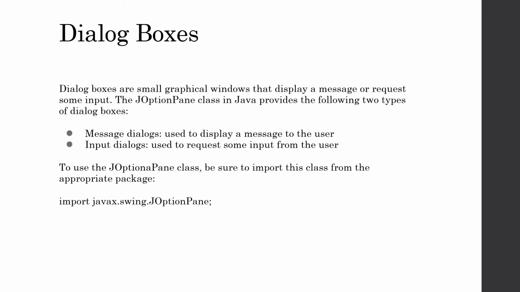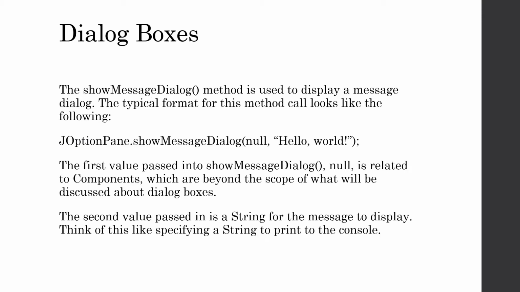We're going to have message dialogs used to display a message to the user, and then input dialogs that are used to request some input from the user. To use the JOptionPane class, we're going to be importing it from the following package. This one's going to be an import with javax.swing.JOptionPane. And then once we've imported it, we can start using certain methods to create these message or input dialogs.